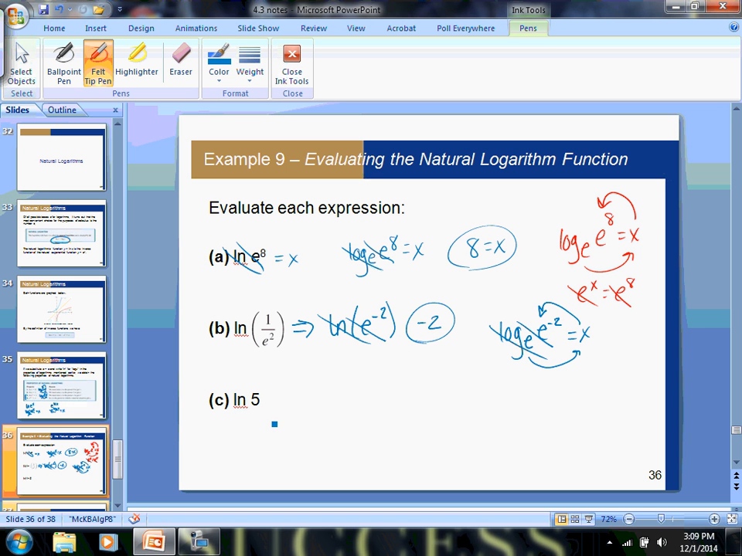Now part C, there's really no algebraic way to do this. This you just have to do on your calculator, okay? This one you would just have to take the natural log of 5 on your calculator and then round it. And you want to round it to about 4 decimal places. And you should get 1.6094. Okay? So remember, when you're dealing with logarithms, round them to at least 4 decimal places.